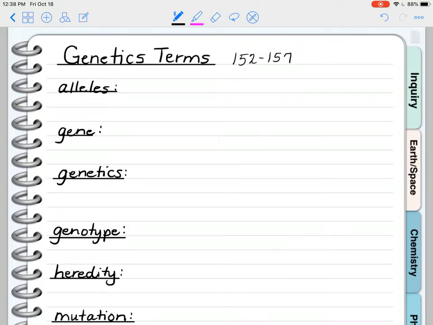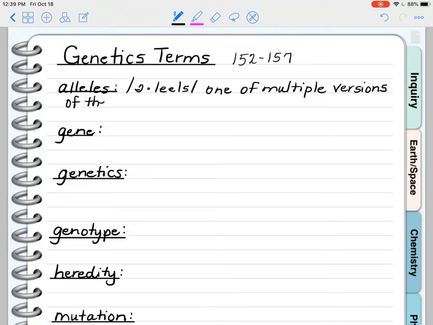The first term that we need to look at is alleles. And this is pronounced alleles. And alleles are one of the multiple versions of the same gene. So there will be an allele for eye color, an allele for hair color that are individualized to our genetic profiles.